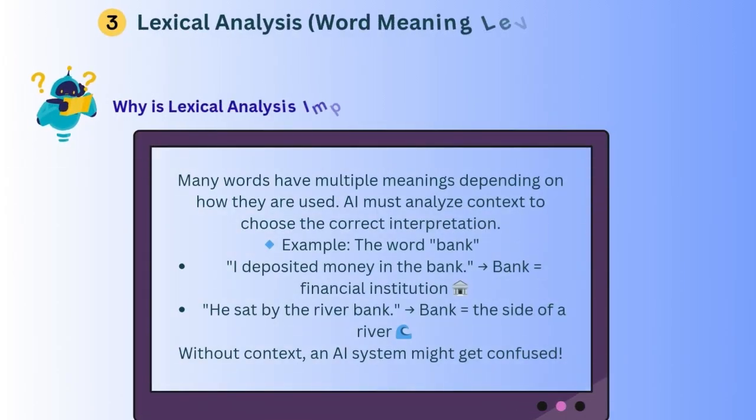Lexical analysis, word meaning level. Why is lexical analysis important? Many words have multiple meanings depending on how they are used. AI must analyze context to choose the correct interpretation. Example: the word "bank." "I deposited money in the bank." Bank equals financial institution. "He sat by the riverbank." Bank equals the side of a river. Without context, an AI system might get confused.